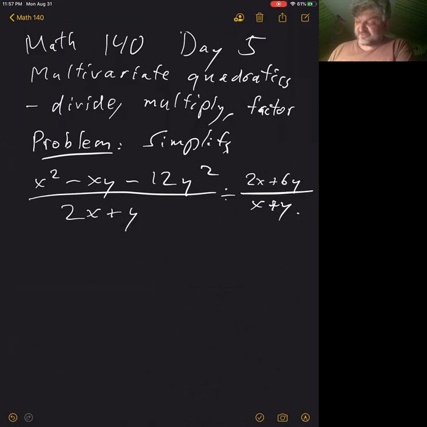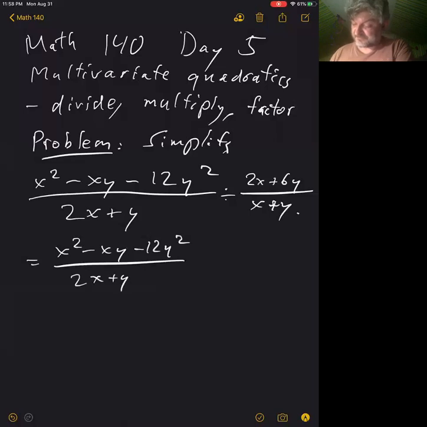Okay, so the first thing is, when we divide two fractions, it's the same laws that apply for fractions of integers. We multiply by the reciprocal. Let's just write that down. So times x plus y divided by 2x plus 6y. And now we could just multiply that out and we would have an answer, and we could expand it, and it would be counted as wrong because it's not simplified.